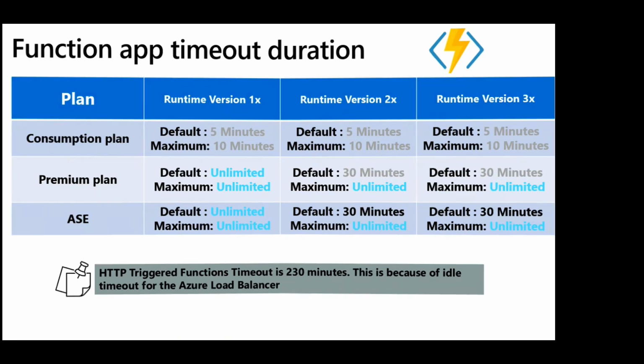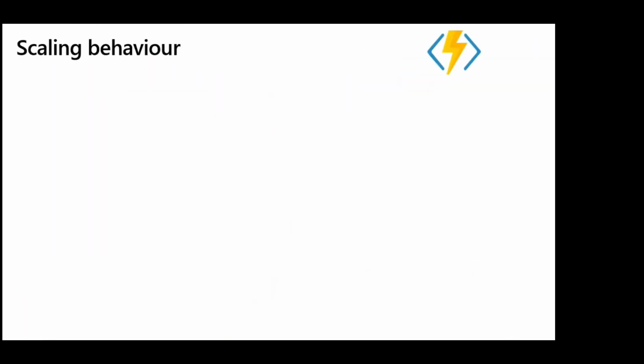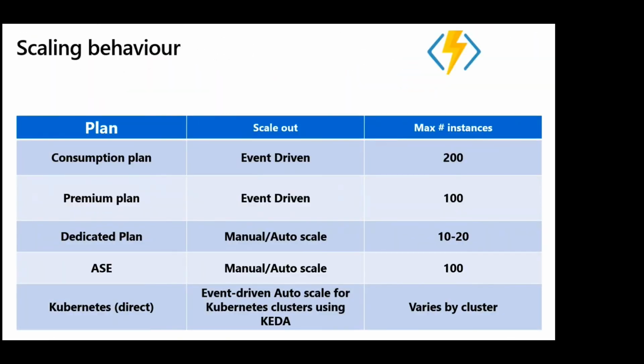Yeah, so we're talking about the timeout. The scaling behavior, again, max number of instances, it can go up to 200. Premium, then dedicated, ASE, and so max number per instance here varies by cluster, so it depends on the cluster. But again, ASE is more manual.